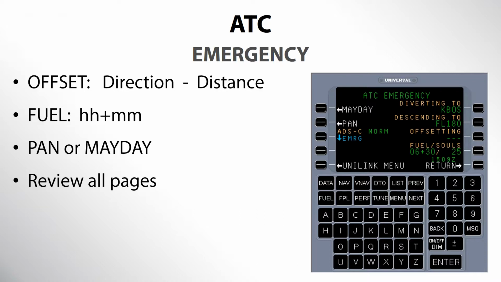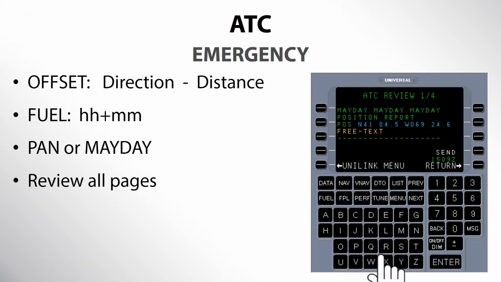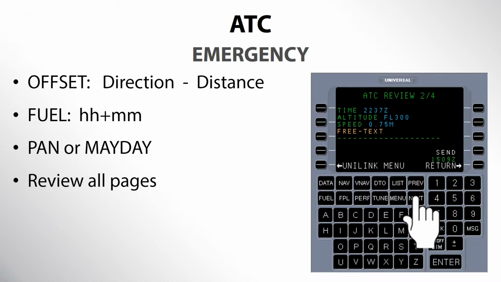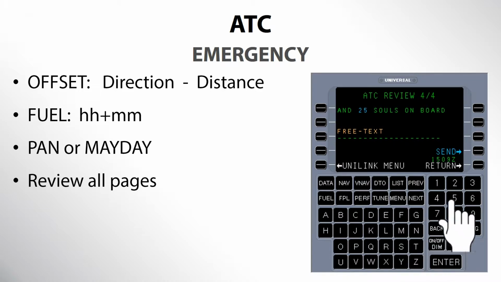If you were to have selected Mayday instead of PAN, an abbreviated position report including current position, time, altitude, and speed will display on the ATC review page, if available from the AirData computer or the FMS. Again, you have the option to enter free text as required. You need to review all of the pages before the Send option will be available. Press the Send line select key. The Send option will no longer have an arrow.